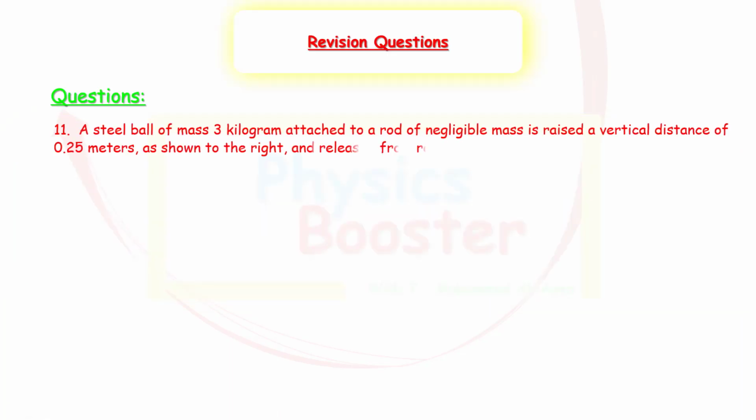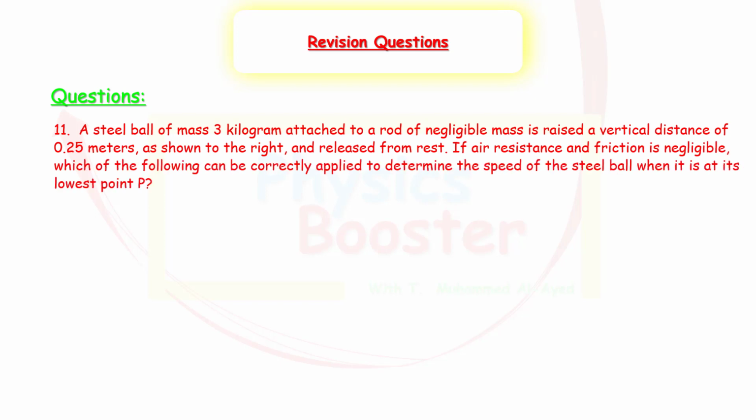Now, question number 11. A steel ball that has a mass of 3 kilograms is attached to a rod of negligible mass and is raised a vertical distance of 0.25 meters as shown to the right, and it is released from rest. If air resistance and friction are negligible, so we have no more energy losses, which of the following can be correctly applied to determine the speed of the steel ball when it is at its lowest point B?